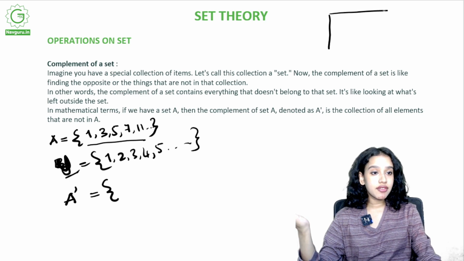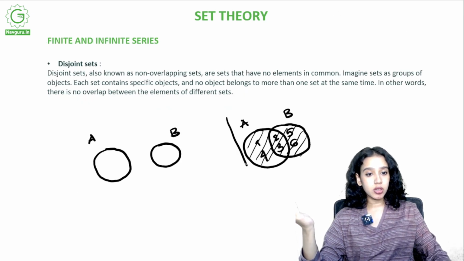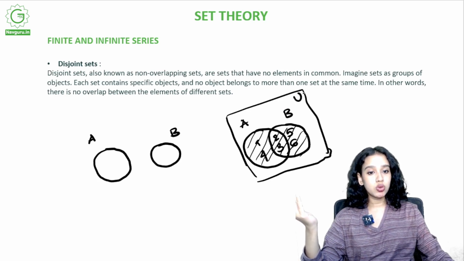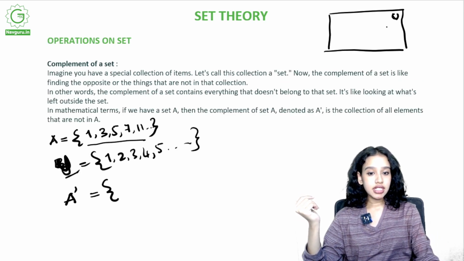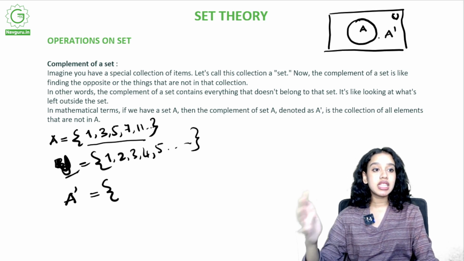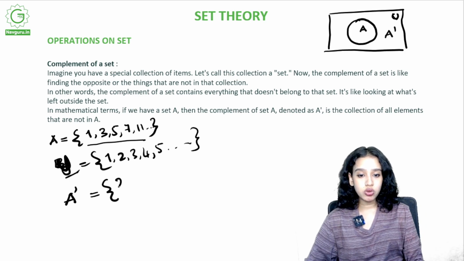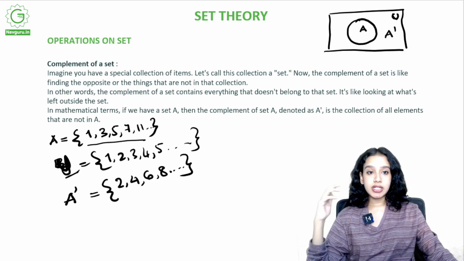Like when making a Venn diagram, we make a box first. This box is actually the universal set U, right? So here we have the universal set U. Now, let's say this is A and this part is A complement. Everything outside A is called A complement. So here A complement would be 2, 4, 6, 8, etc. So I hope the concept of complement of a set is clear.